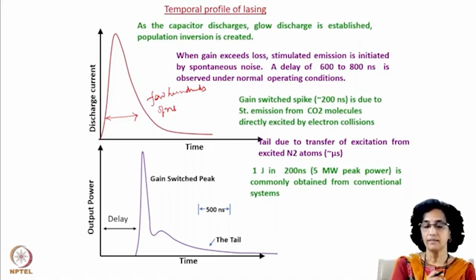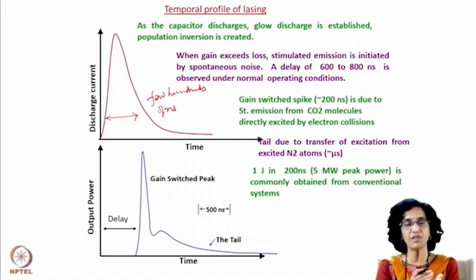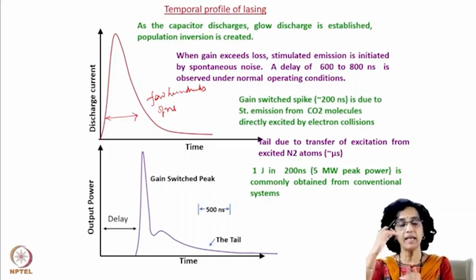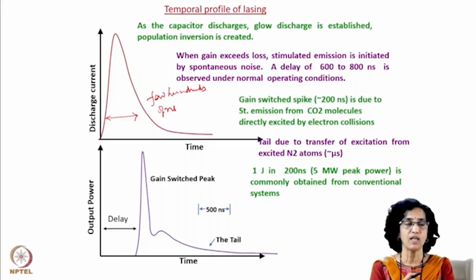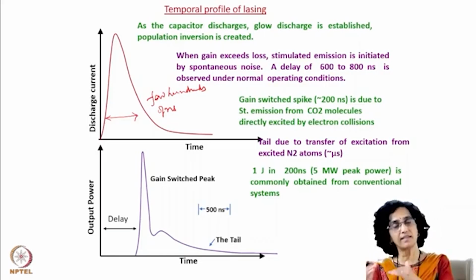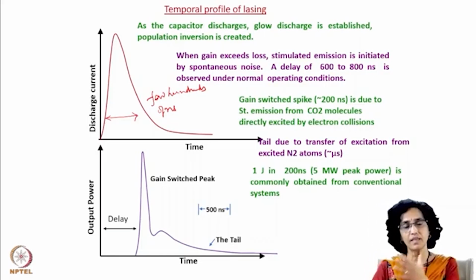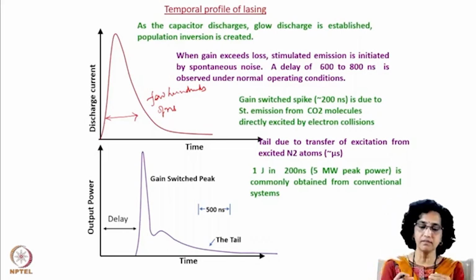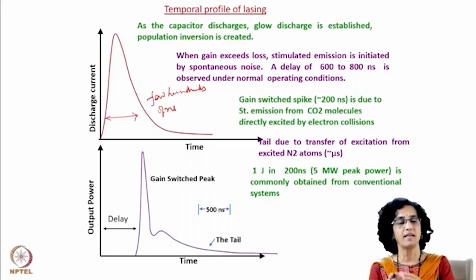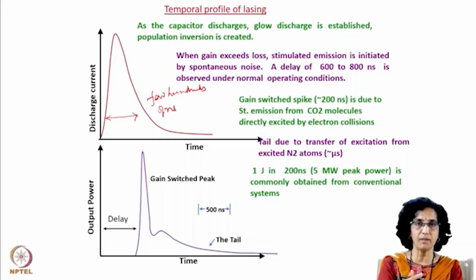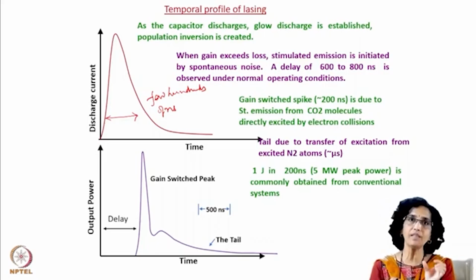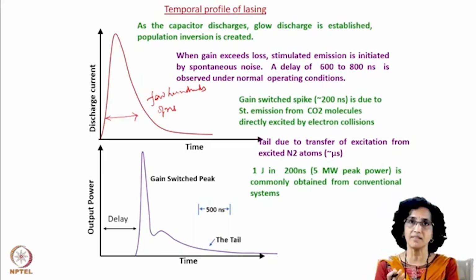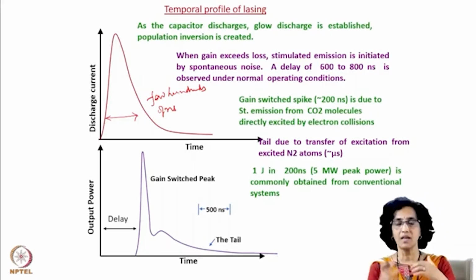Now the population inversion is getting created. When the gain exceeds loss, that is when stimulated emission can set in. How does stimulated emission set in? It sets in from noise. So there is some spontaneous noise. That spontaneous noise which is along the axis will cause more stimulated emission, and then stimulated emission slowly will set in. Now, during this time, the gain continues to rise because the gain is not being leached.